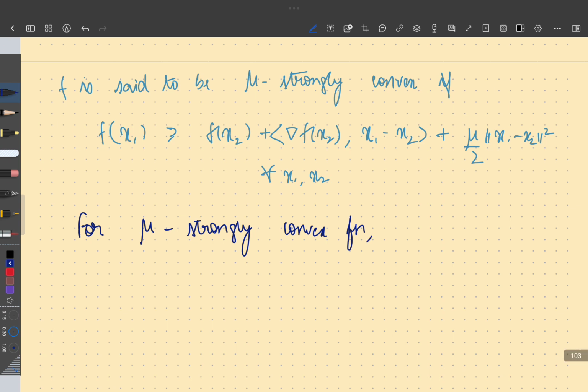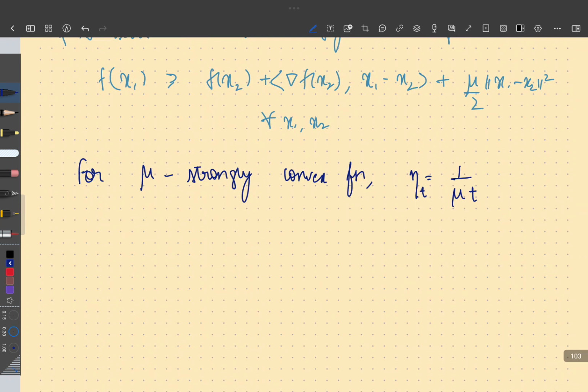So for a mu strongly convex function, a good choice of the learning rate is not a constant learning rate or a constant step size. You can choose this to be 1 by mu times t for the tth iteration. So you use a different step size for each iteration, and this will allow you to converge faster.